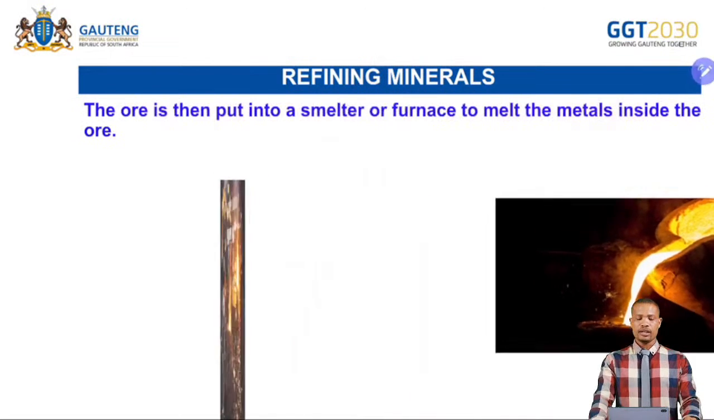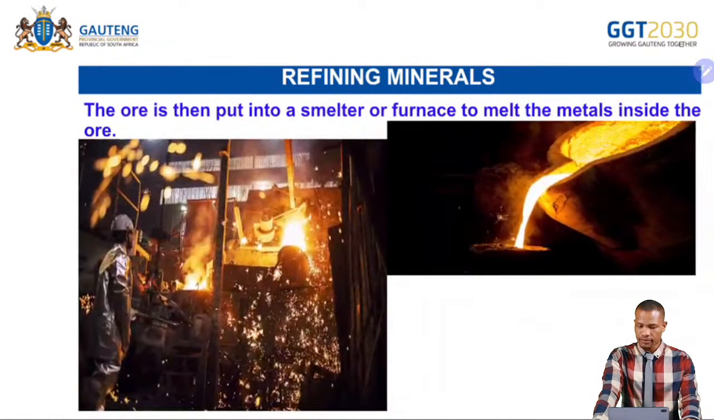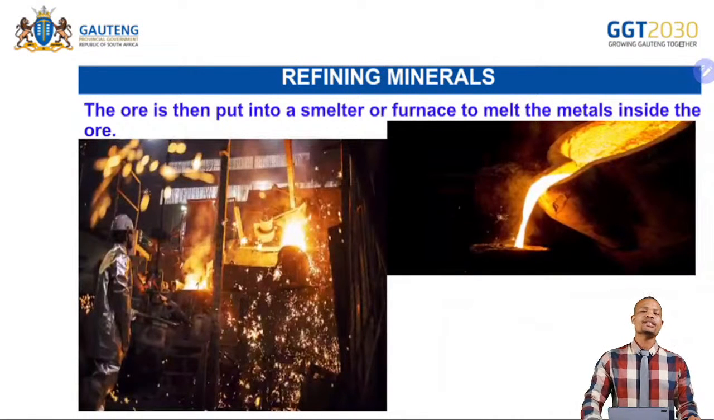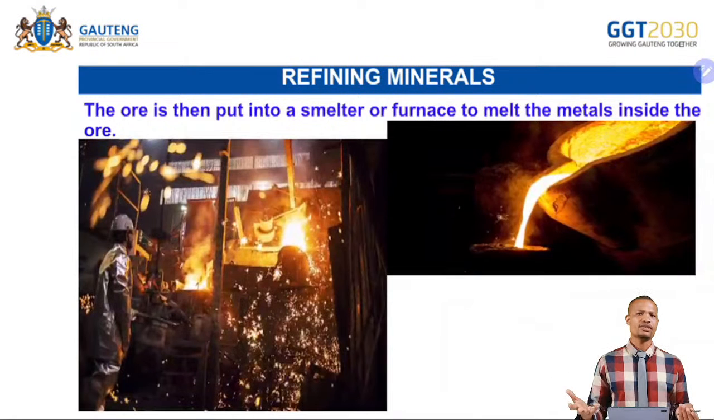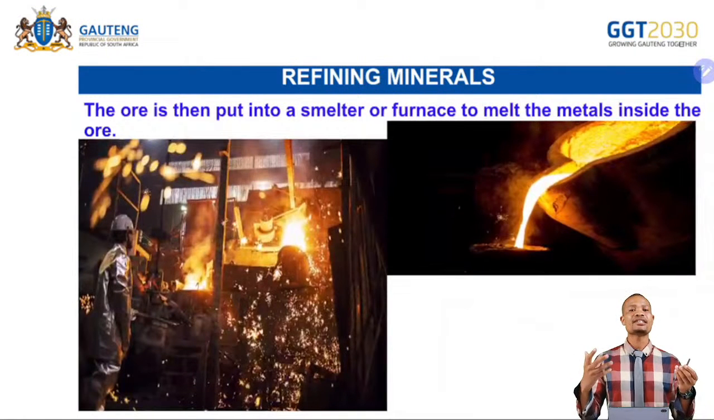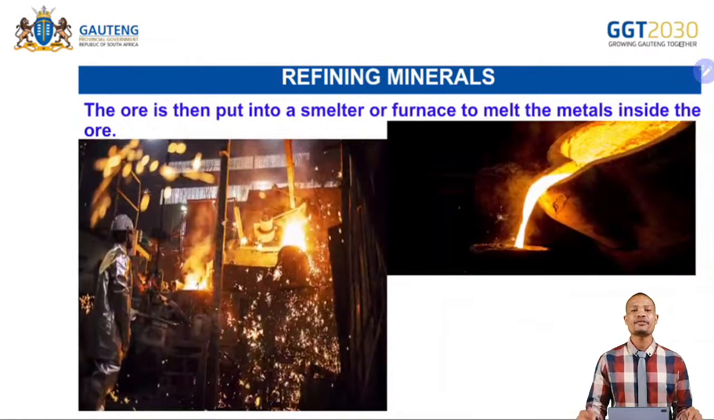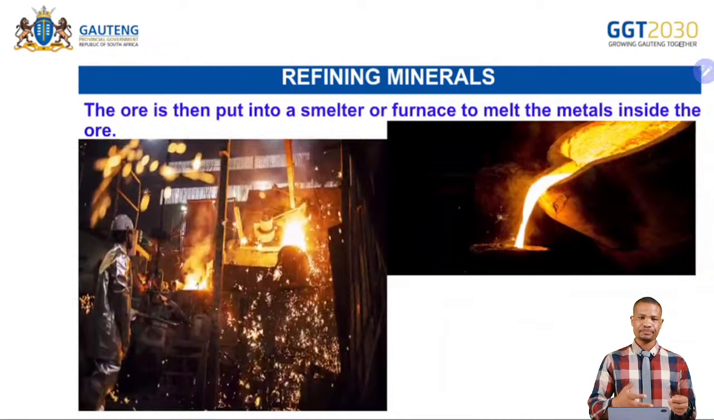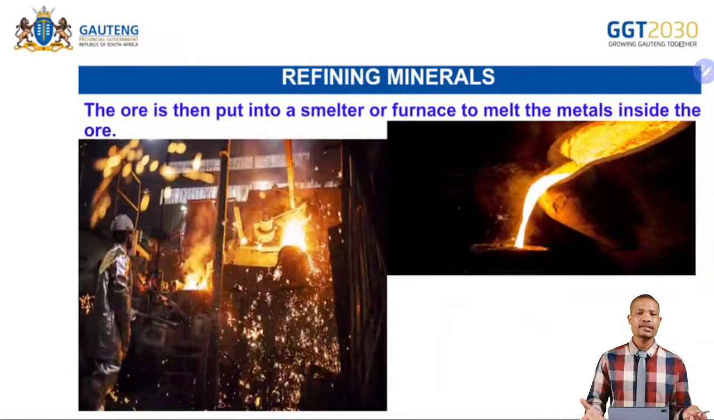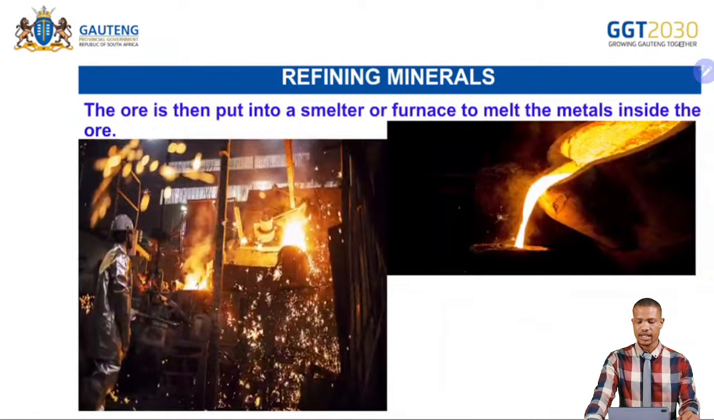Okay. The ore is then put into a smelter or a furnace to melt the metals inside the ore. Okay. Remember we said smelting is melting. So how can you melt a rock or an ore? Obviously you have to burn it at high temperatures. Okay. So we use a smelter for that purpose. We melt the ore, we burn the ore, we put it in a blast furnace to make it in liquid form at high temperature. Then we can extract the desired mineral out of that. Okay.